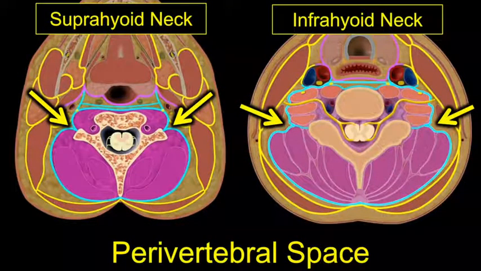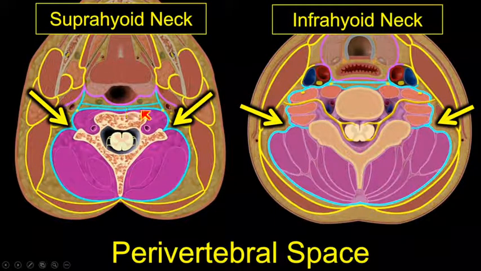And again, we think about this a little bit differently in the suprahyoid neck versus the infrahyoid neck. In the suprahyoid neck, we think about those few muscles that are in front of the vertebral body and the large bulky muscles posterior to the vertebral body. But in the infrahyoid neck, we have the brachial plexus coming out in between the anterior and the middle scalene, the little phrenic nerve and that musculature at that level.